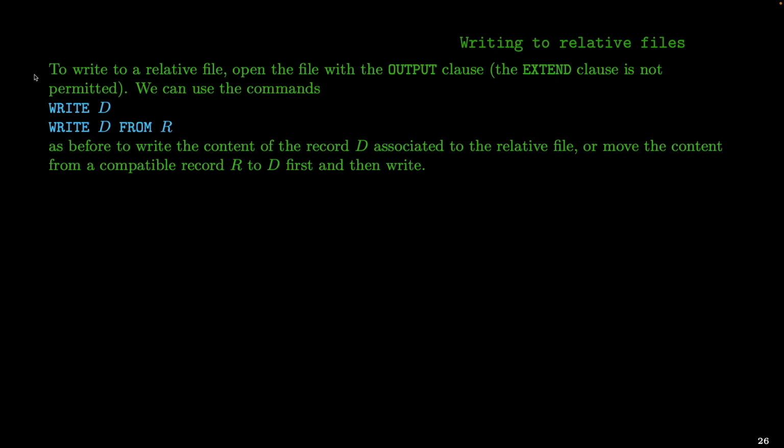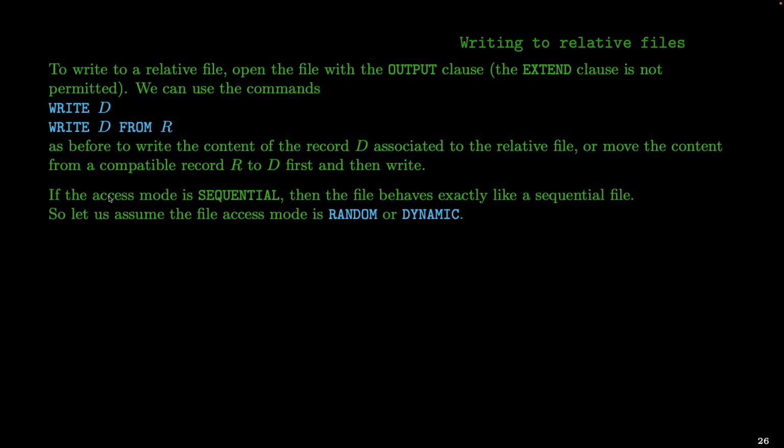Now, to write to a relative file, you have to use the output clause. You cannot use the extend clause for relative files. And you can use the command write D or write D from R, just like we discussed them before. So either you write directly to the record associated to the file and then write it to the file with this, or you have some other data structure that you first write to in your program logic, and then you move this data to D and then write it to the file.